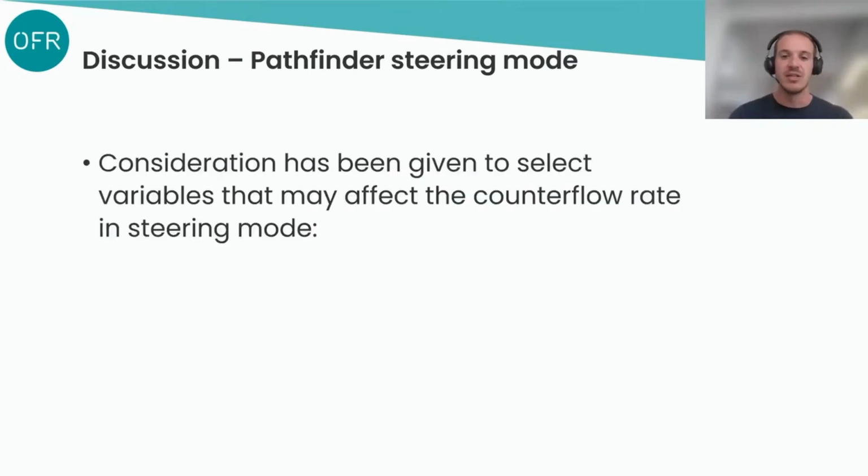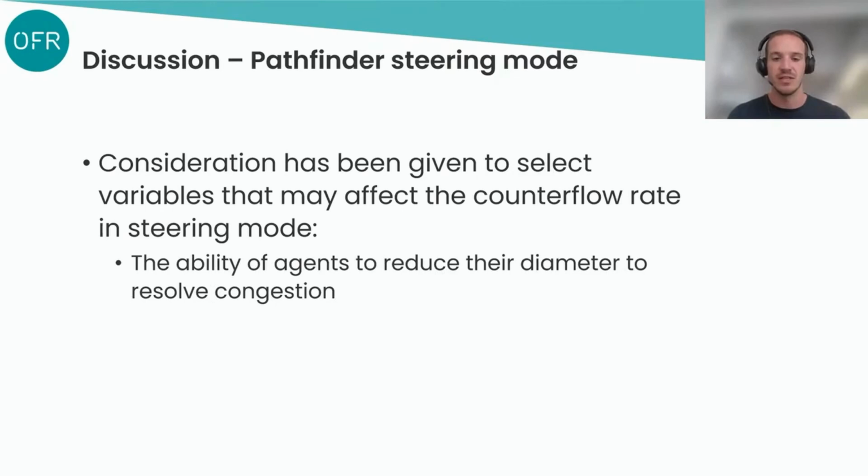Slightly more discussion on this. We did consider select variables that may affect the counterflow rate in steering mode. There are 2 that were considered. The first is the ability of agents to reduce their diameter to resolve congestion. For this parameter, the default in Pathfinder is 0.7, and it's considered a means to get the benefit of an elliptical agent shape, corresponding to someone that would turn 90 degrees and essentially turn sideways to squeeze by one another in congested areas. This parameter was reduced to 0.5 to assess its impact, with the results showing an increase of 11% in the counterflow rate in the steering mode.